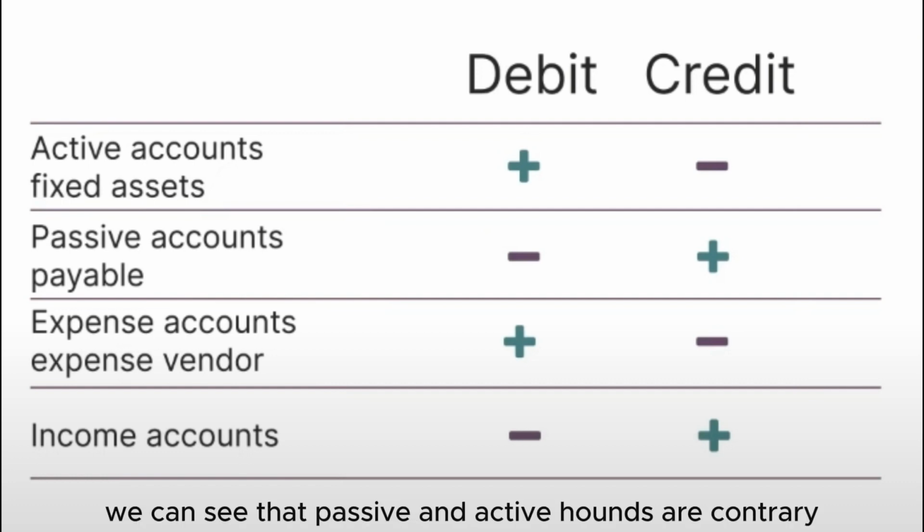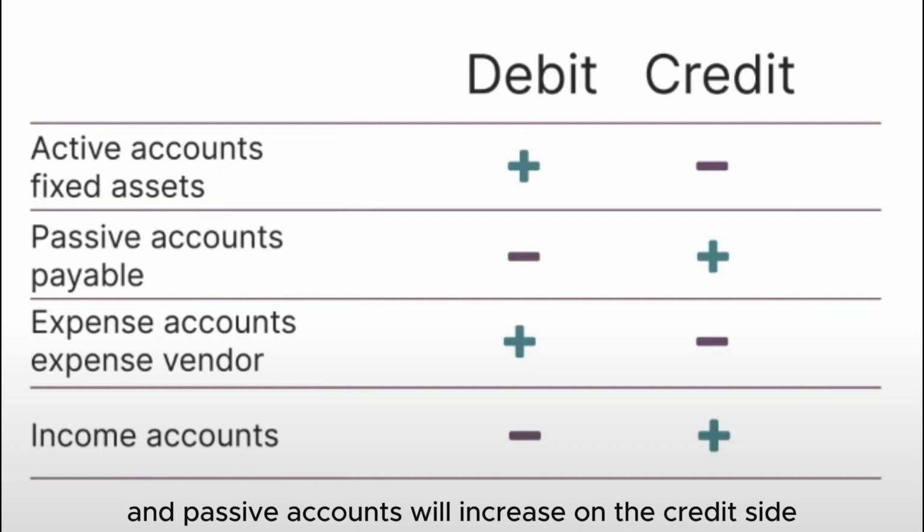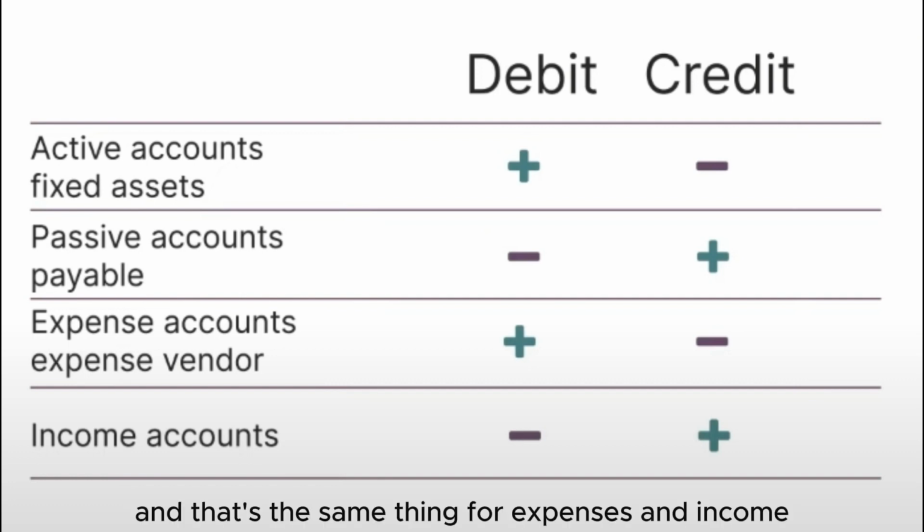In that case, we can say that passive and active accounts are contrary. Active accounts will increase on the debit side and passive accounts will increase on the credit side. And that's the same thing for expenses and income.